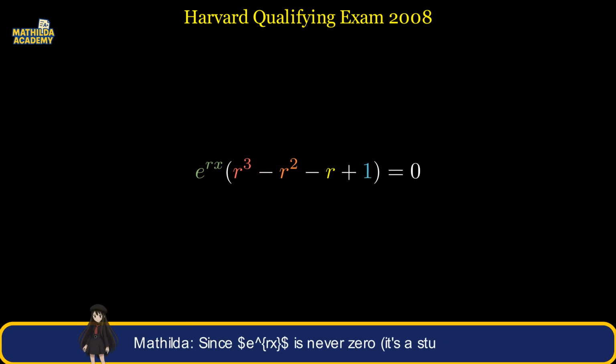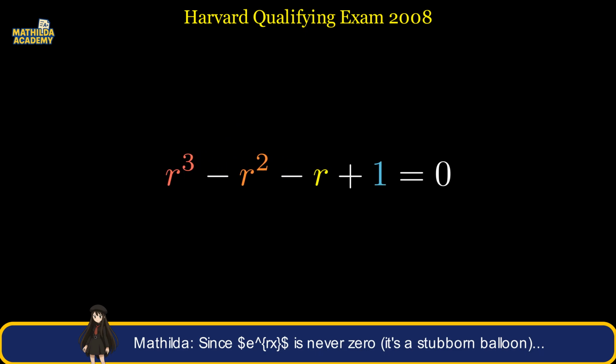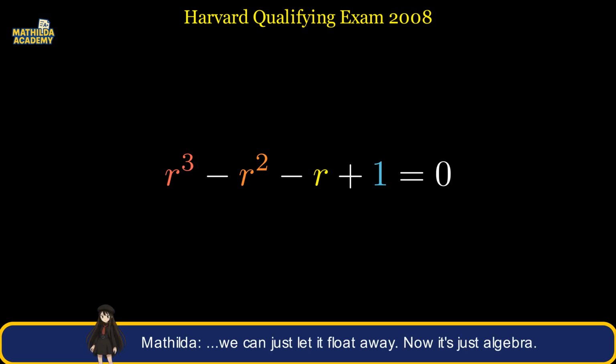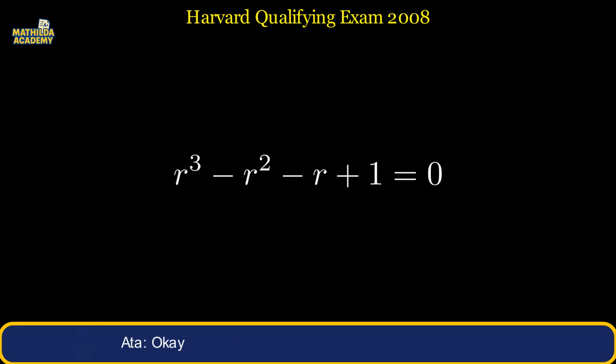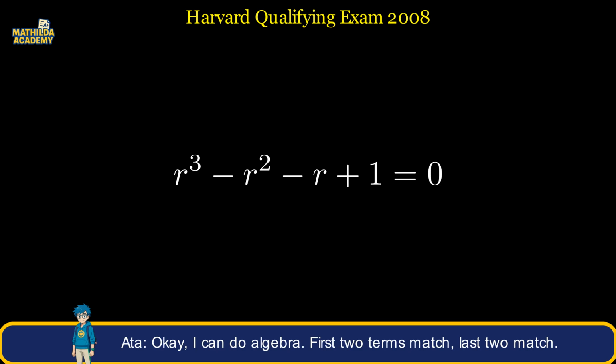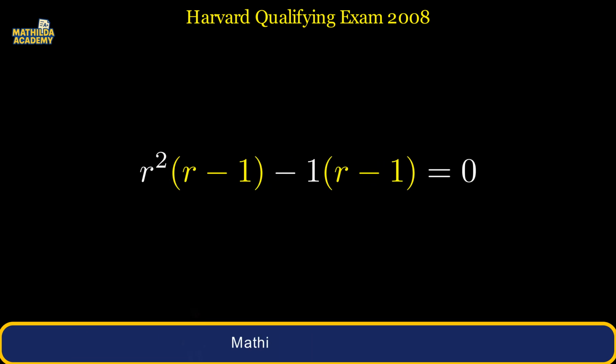Since e to the rx is never zero, it's a stubborn balloon. We can just let it float away. Now it's just algebra. Okay, I can do algebra. First 2 terms match, last 2 match. Pull out the r minus 1.